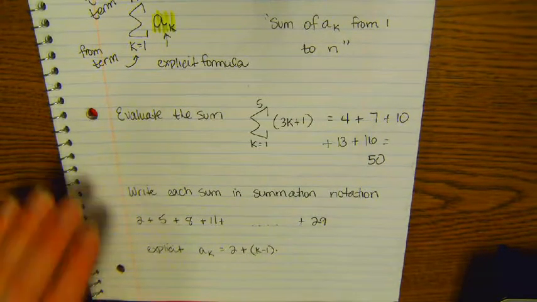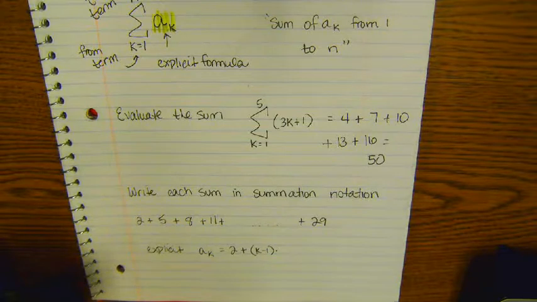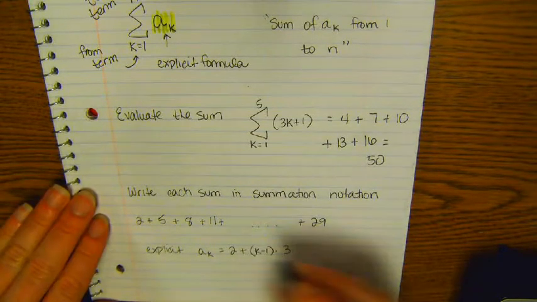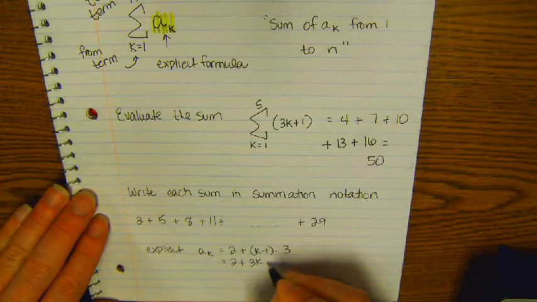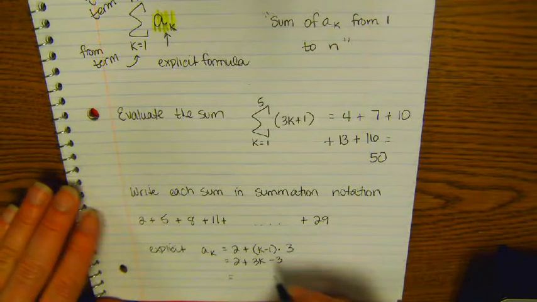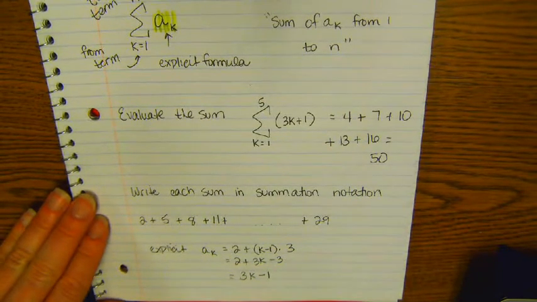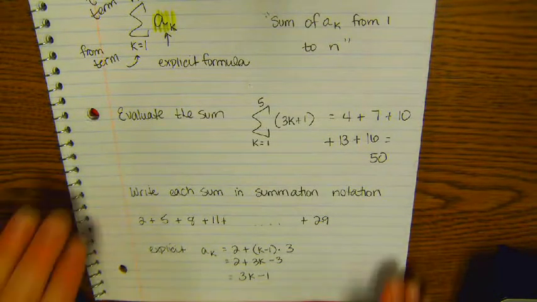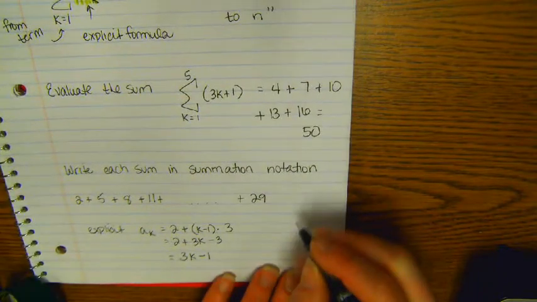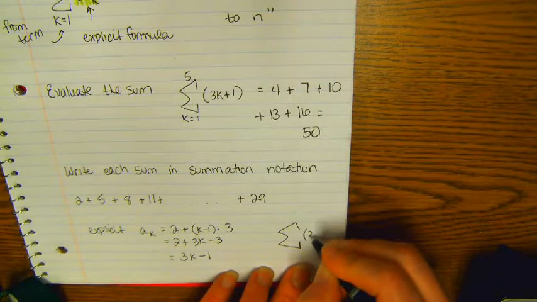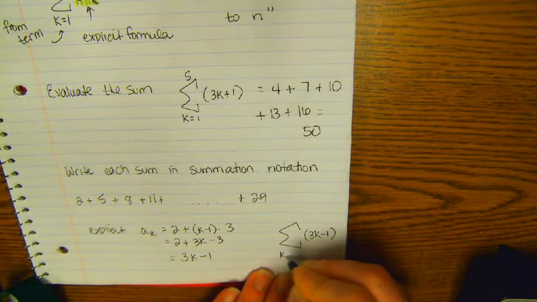What's d stand for? Constant difference. What is the constant or common difference? 3. Okay, let's simplify that so we have our explicit formula. We have 2 plus 3k minus 3. So this ends up being 3k minus 1. Okay, so let's do it. The summation notation, the formula would be 3k minus 1. And we do k equals 1.